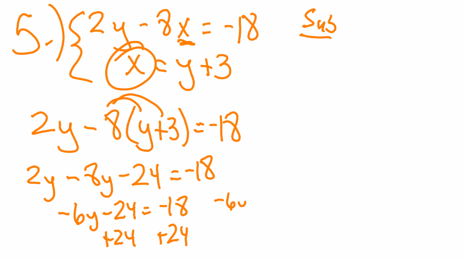I get minus 6y equals minus 18 plus 24, which is 6. I divide both sides by negative 6. So I get y is equal to negative 1.